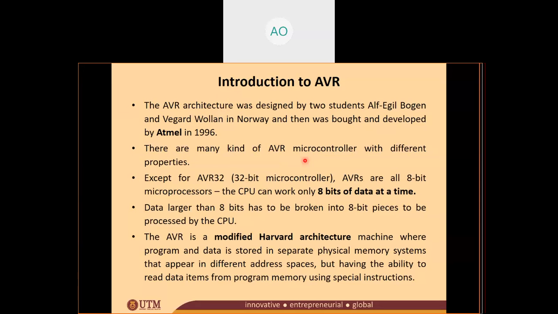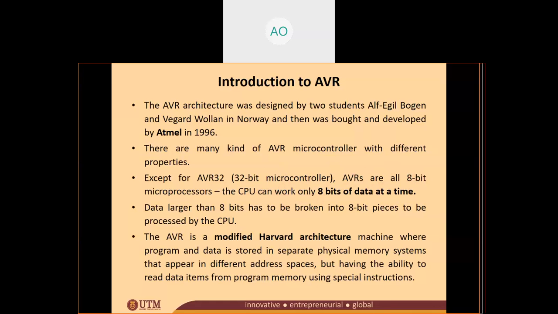There are many kinds of AVR microcontrollers with different properties. Except for AVR32, which is a 32-bit microcontroller, all AVR are 8-bit microprocessors. That means the CPU can work on only 8 bits of data at one time.